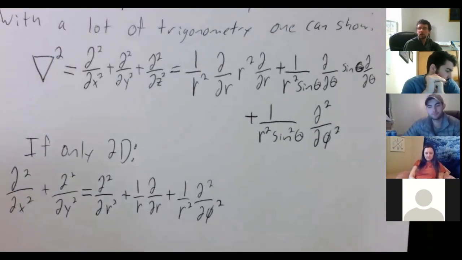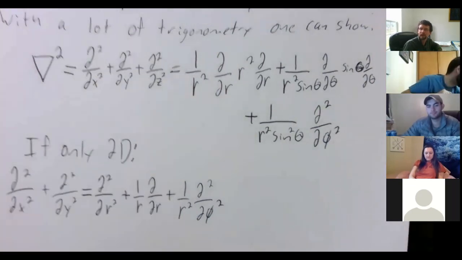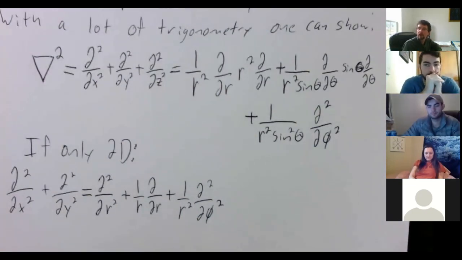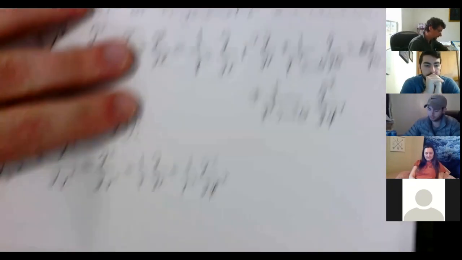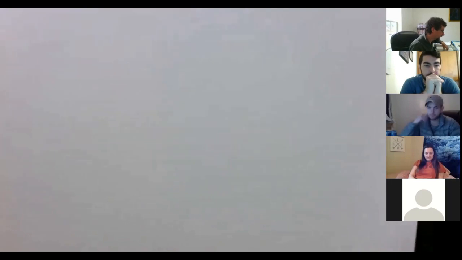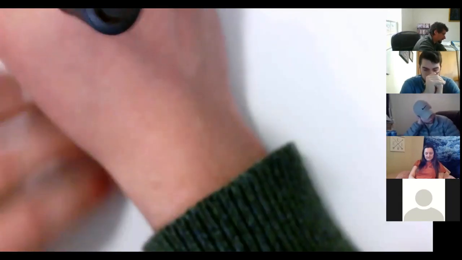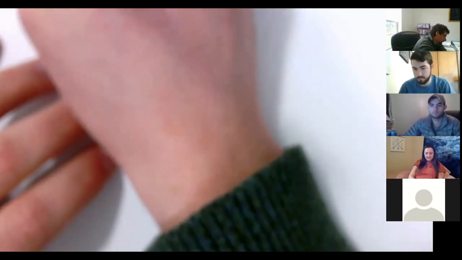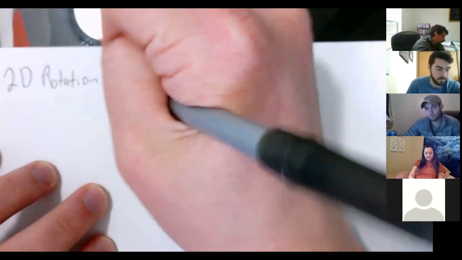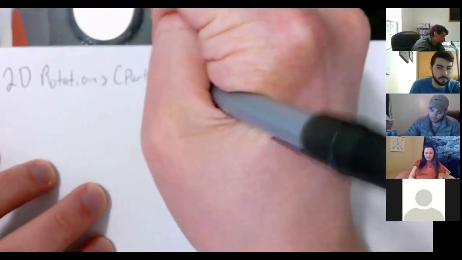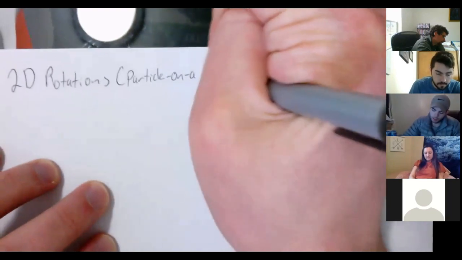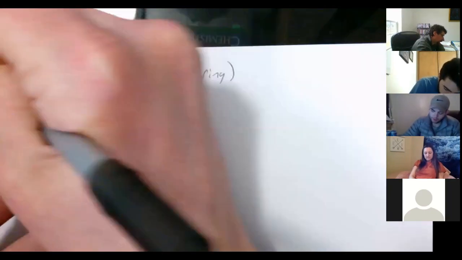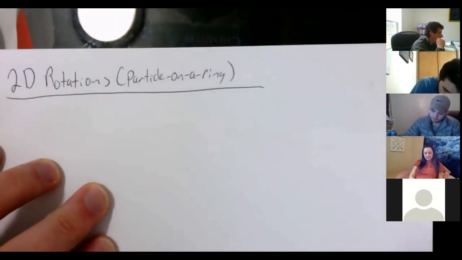Okay, so we're going to do another model system, and we're going to get something out of this. We're actually going to find a new quantum number from here. Okay, so let's talk about 2D rotation. Oh, you can't see it. 2D rotations, and this is particle on a ring. Your book, I think, just says 2D rotations. It doesn't say particle on a ring.